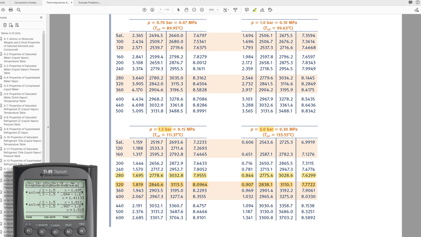So we have 300 minus 280, correct minus sign, divided by 320 minus 280 is equal to x minus 1.41133 divided by 1.515 minus 1.41133. We get 1.46317 cubic meters per kilogram.